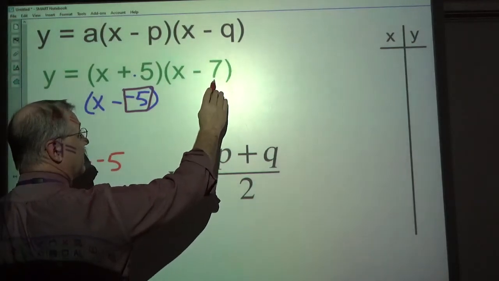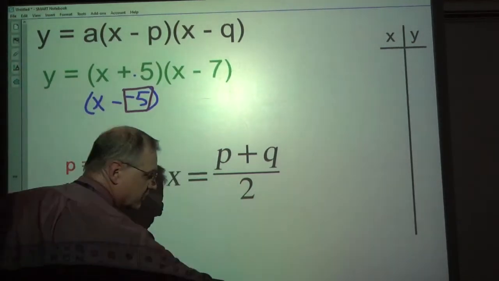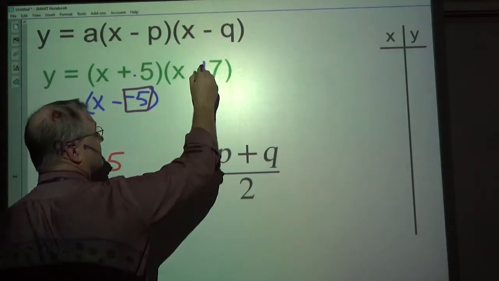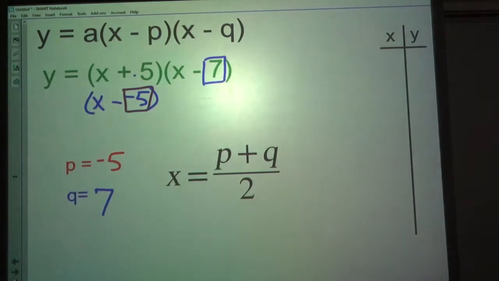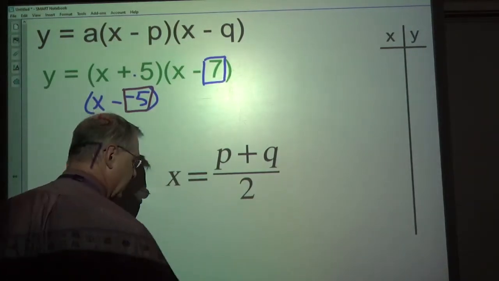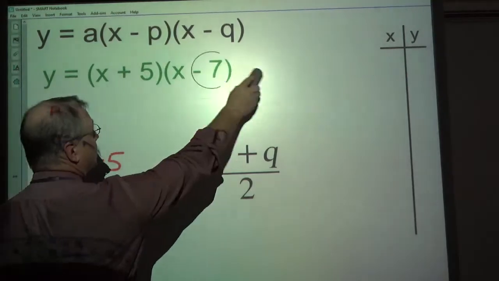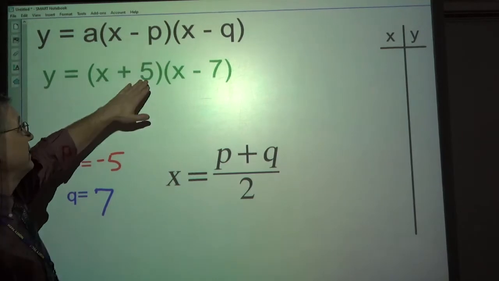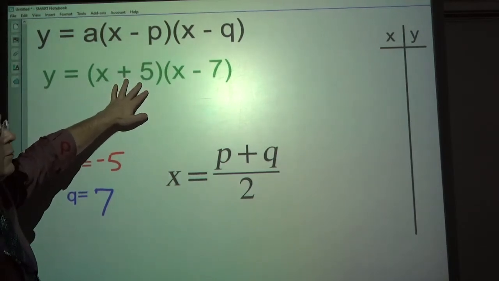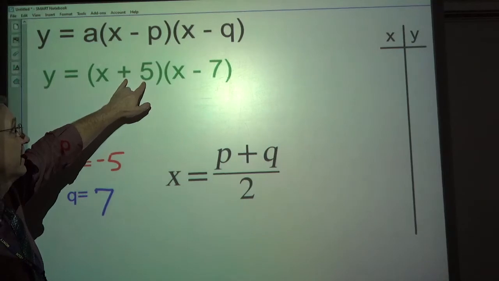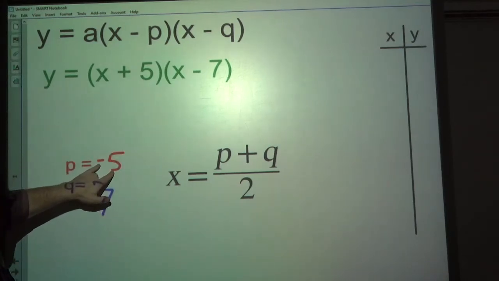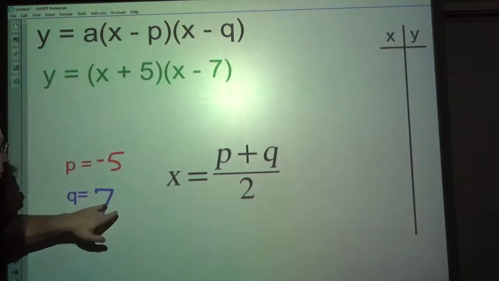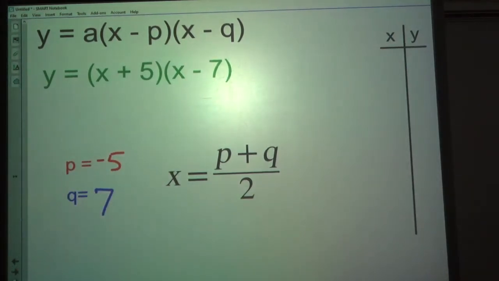Minus what? Minus positive 7. So q is positive 7. So this is what is being subtracted. Now that's one way to look at it. The other way that people will look at this is they'll say, since it's minus p, p is the opposite of what it looks like here. This looks like a positive 5, p is the opposite of that, negative 5. Q is the opposite of negative 7, or positive 7. That's the other way you could approach this.